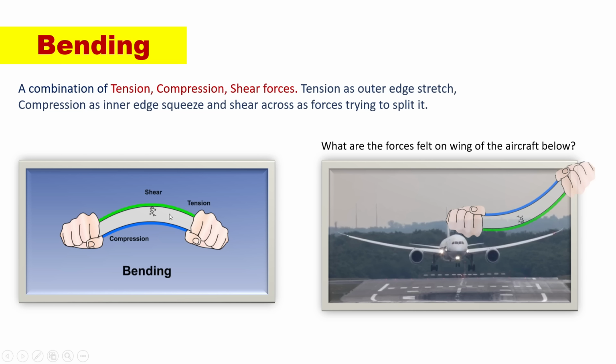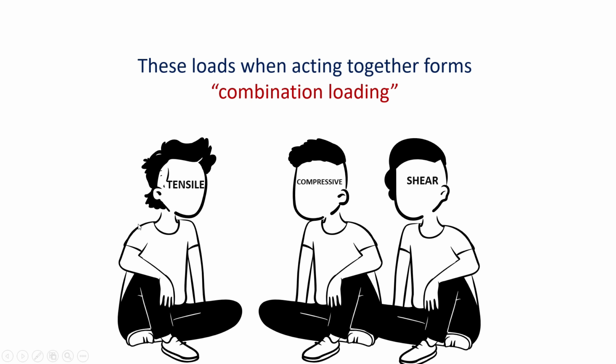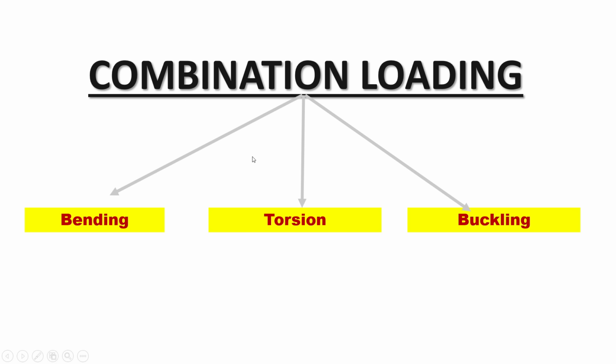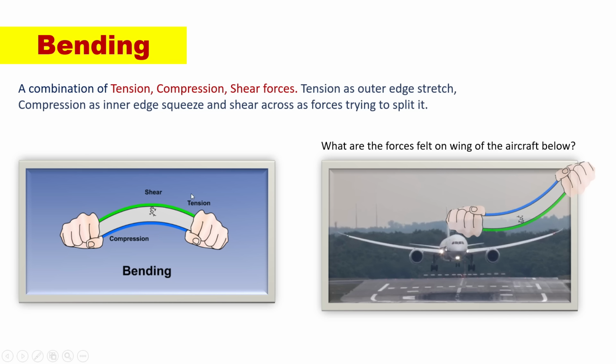But where are these loads acting? Where are the individual loads that we saw earlier? These three loads are acting there in a combination loading. So in bending, we have tension acting on the outer edge. How? Just imagine this thing being bent. The top surface is being stretched, right? And what is stretching? Stretching is nothing but tensile load. Exactly. So tension is acting on the upper surface. The upper surface is being stretched, and we know that whenever there is a stretching force, it is a tensile force.